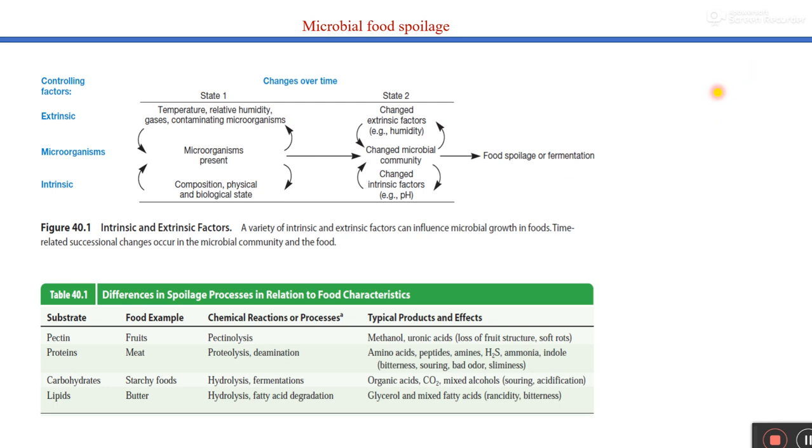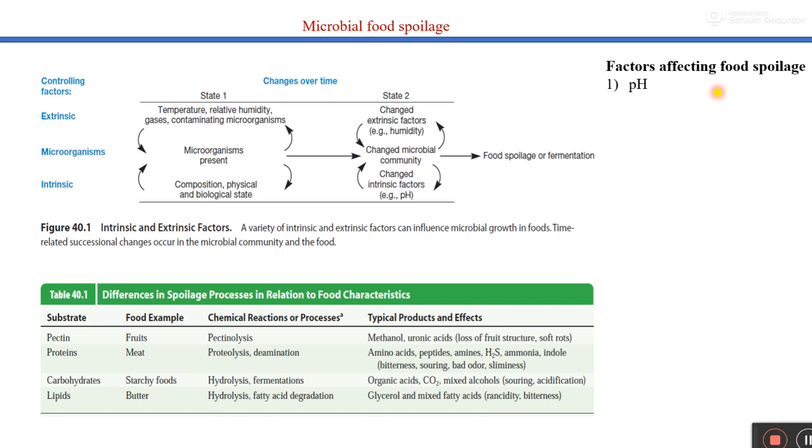Now I would like to talk about the different factors which affect food spoilage. The first important factor is pH. As you know, pH is very important for executing different kinds of chemical reactions present in any biological system.